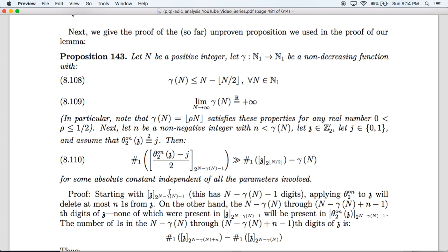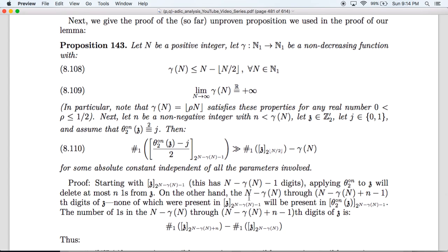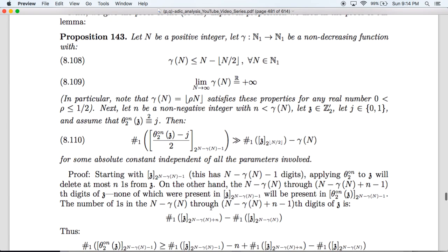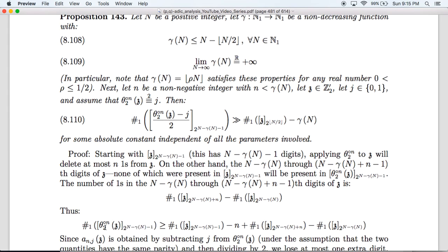So this thing, note, has this many digits. If we apply the shift little n times, that's going to delete the n lowest digits and then bring in n new digits. The n new digits are going to come from the n minus gamma of big N through this thing, number of digits, none of which were present in our original number. So the number of ones digits that we bring in by applying the shift n times is given by this difference. And so as the lower bound, we have the following.